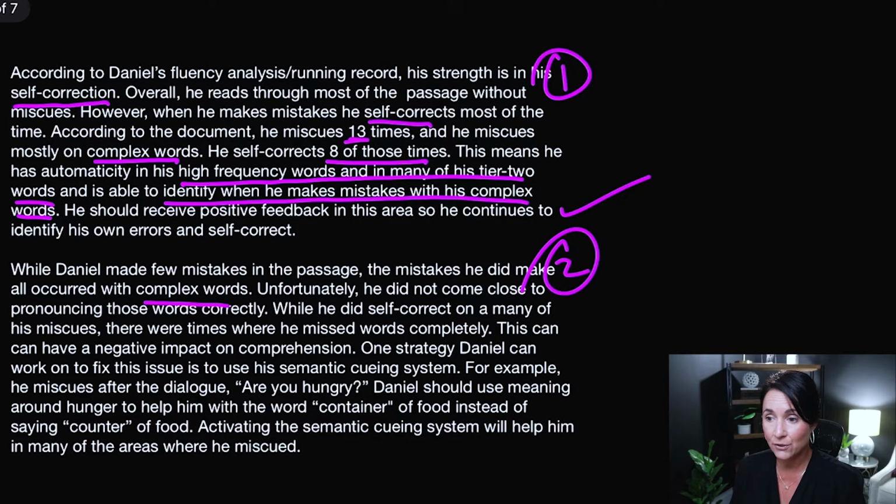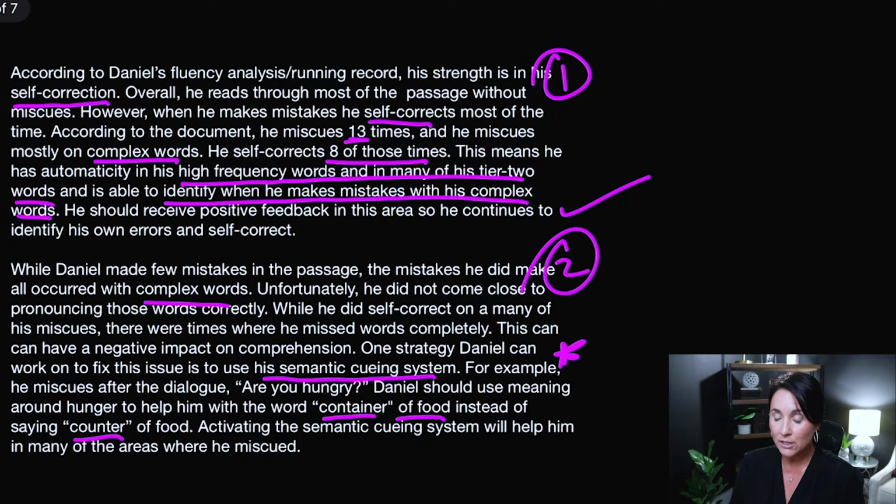One strategy Daniel can work on to fix this issue is to use his semantic cueing system. For example, here come the specifics. He miscues after the dialogue, "Are you hungry?" Daniel should use the meaning around hunger to help him with the word container of food instead of counter of food. Activating the semantic cueing system will help him in many of these areas where he miscued.